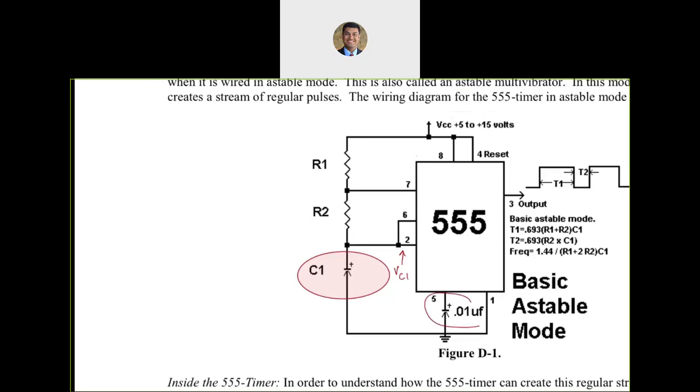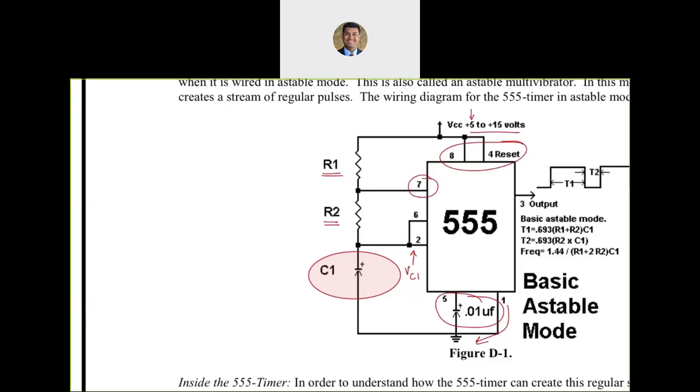Pin 5 is a control pin which is connected through a very small capacitor, in this case 0.01 microfarad, to ground. Pin 1 is connected to ground. Pins 4 and 8 are connected to VCC, which could be in the range of 5 to 15 volts. We will be using 5 for our Analog Discovery. R1 is a resistor of my choice. R2 is a resistor of my choice. Pin 7, the discharge pin, is between R1 and R2.